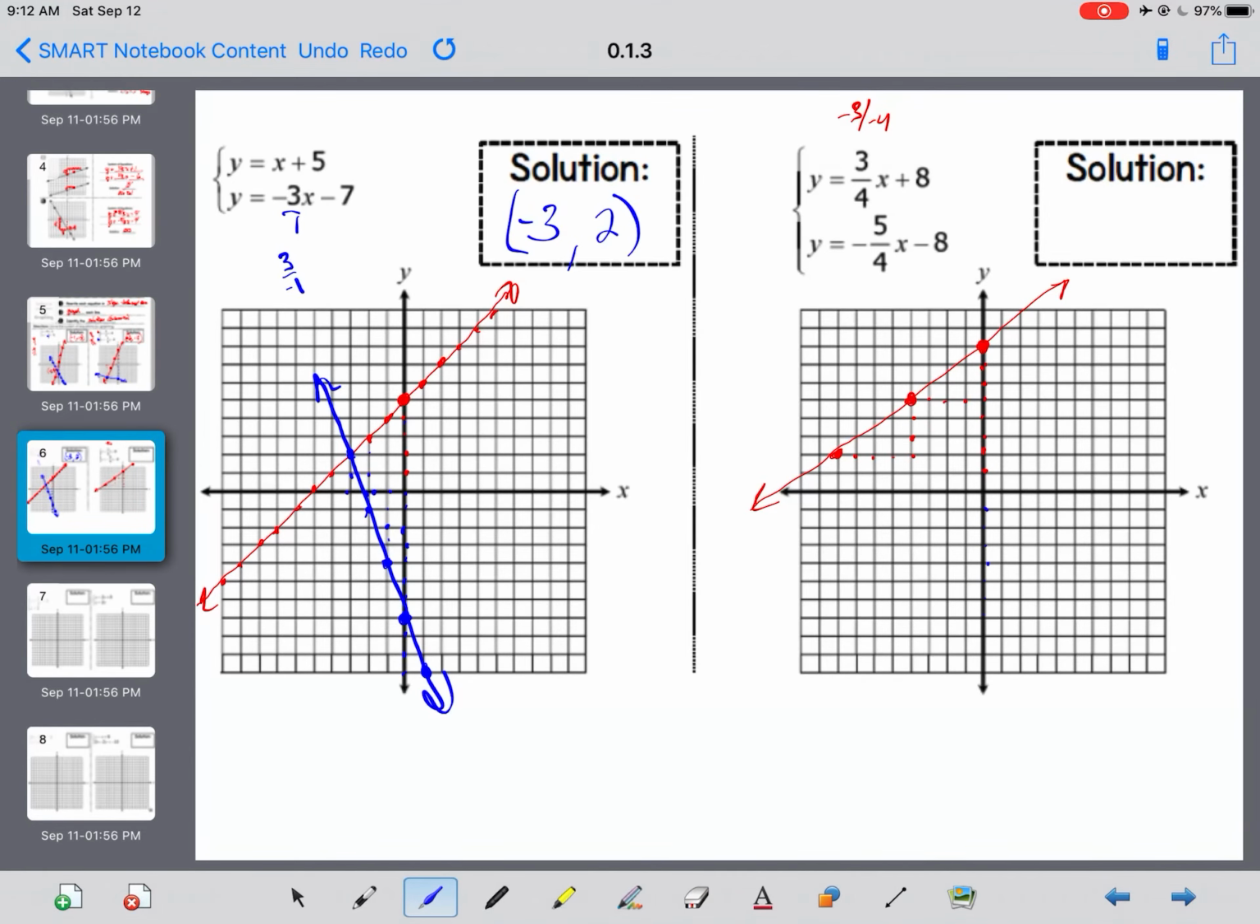1, 2, 3, 4, 5, 6, 7, 8. Negative 5 over 4. I'm going to go 5 over negative 4. So 1, 2, 3, 4, 5, then over 4. Found it. And 1, 2, 3, 4, 5, 6, 7, 8. Negative 8 to the left and 2 up. Negative 8, 2.